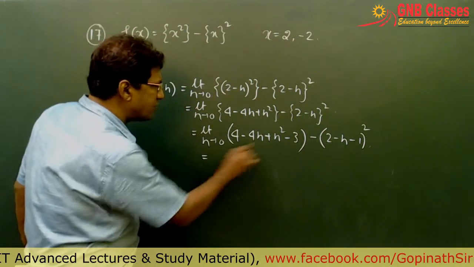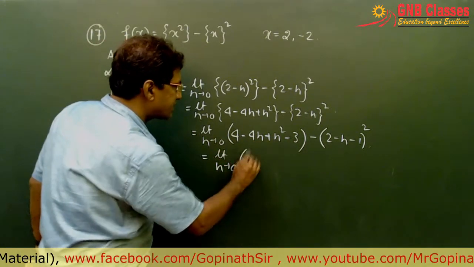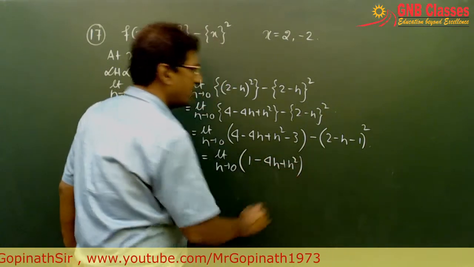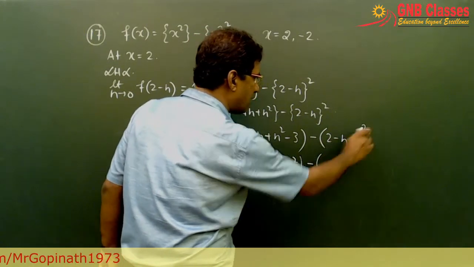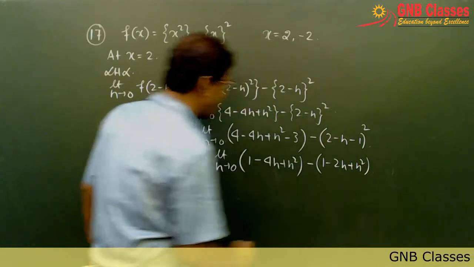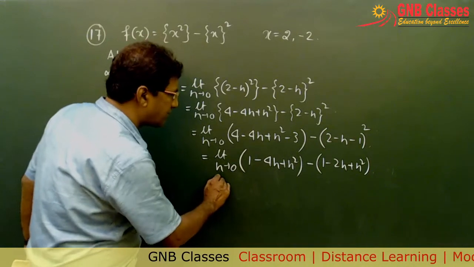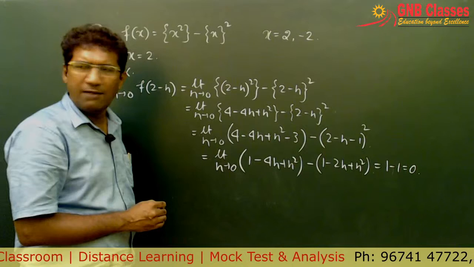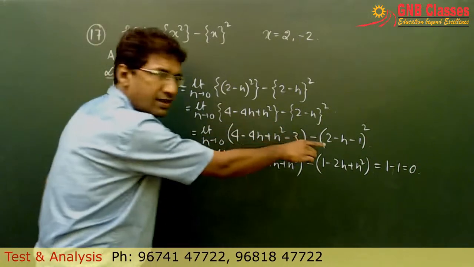Okay, now what are we going to get from here? We are going to get 1 minus 4h plus h square, and this is basically (1 minus h) whole square. So if we open the bracket, a minus b whole square, what are we going to get? Is it clear? Now as h approaches 0, we are going to get 1 minus 1, so it's 0. Is it clear? Therefore, the left hand limit at the point x equals 2 is 0.